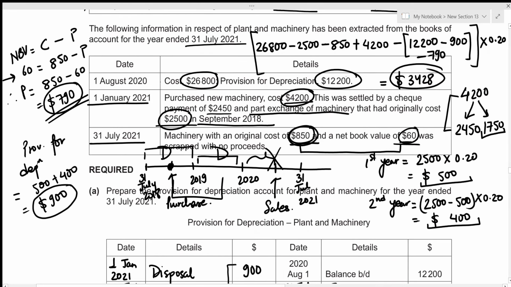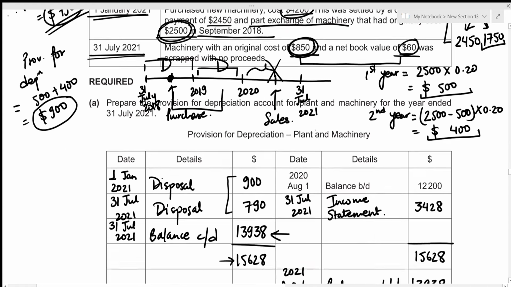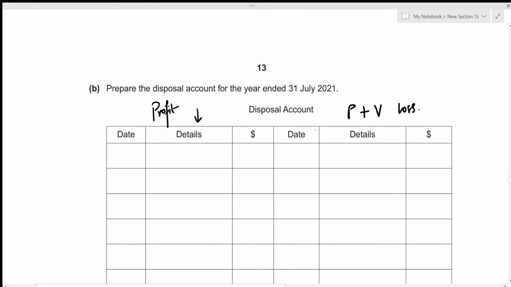So for the machinery that was disposed on 1st January 2021, the cost was 2,500. And for the machinery that was disposed on 31st July 2021, the cost was 850. So these two costs are to be recorded on the debit side in our disposal account. Let's do that. So firstly, we had the date of 1st January 2021. And we are recording the plant and machinery. And we're recording it at cost. So it had the value of 2,500.